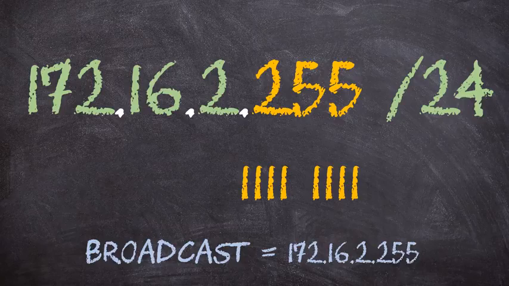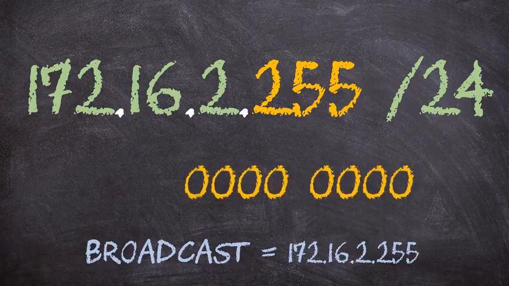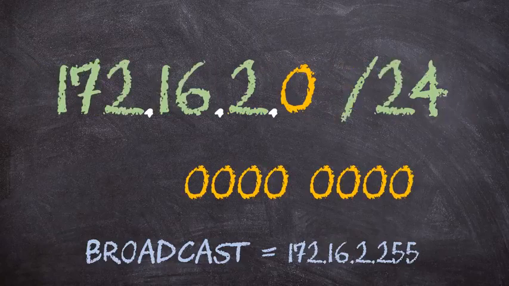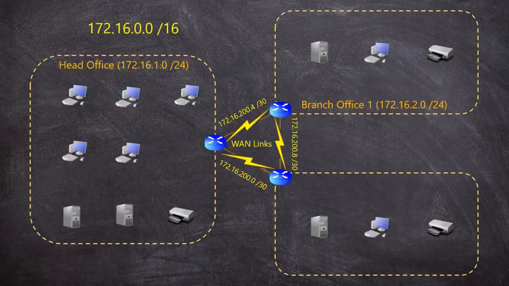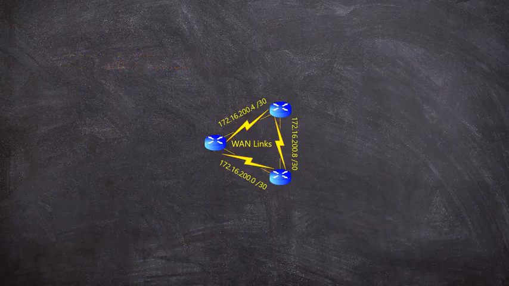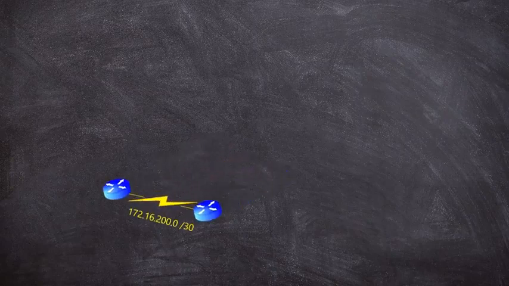And while we're talking about addresses that you can't allocate to devices, there's another one, and that's called the network address. The network address is kind of the opposite of the broadcast address. It is when all the host bits are set to 0. So, 172.16.2.0/24 is a network address. Remember just a few minutes ago when we said we can use a /30 network between our offices? I said that we would need 2 addresses to spare. That's because of the network and the broadcast addresses.